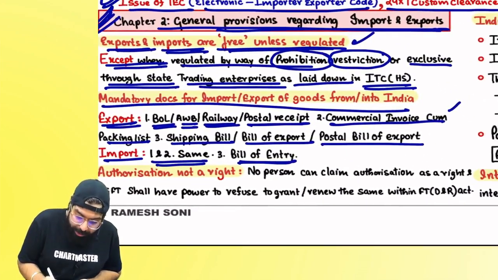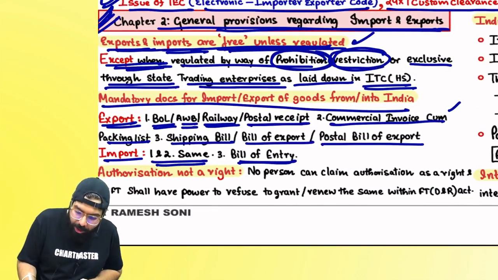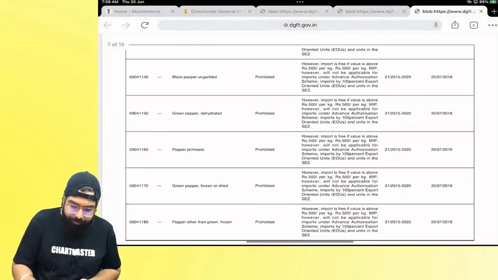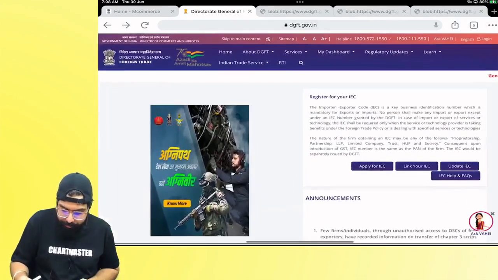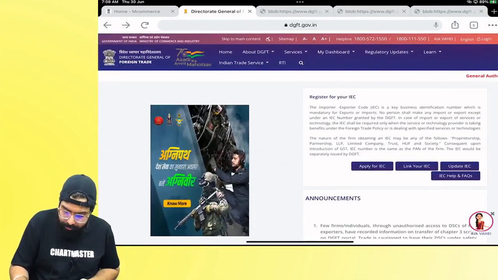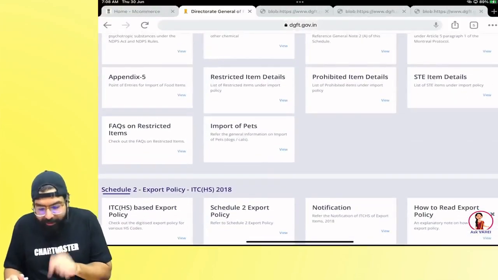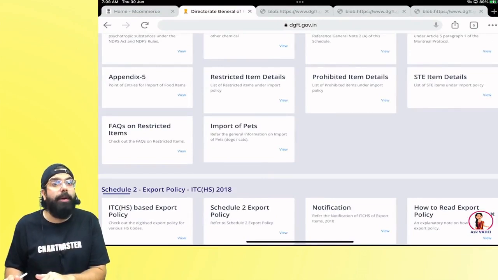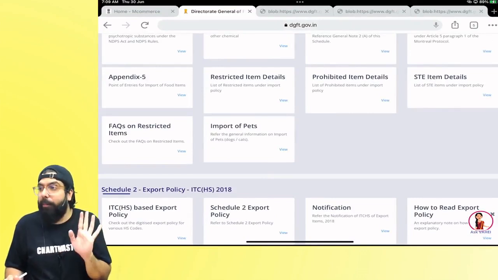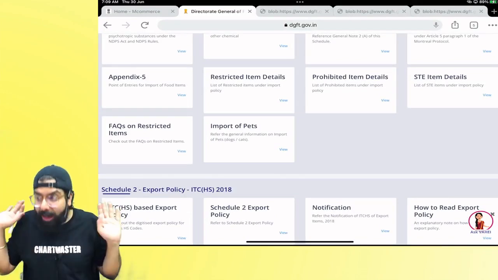Now, so they are going ahead and telling, generally import and exports are free unless they are regulated, prohibited or restricted. Can you see over here? If you see over here, you will be able to see, can you see the items are restricted? Can you see the items are prohibited? These items which are restricted, you will be able to get only after you go ahead and take the permission. Sir, prohibited item, you can't get it at all.